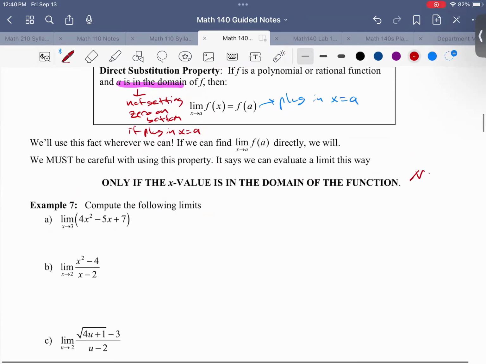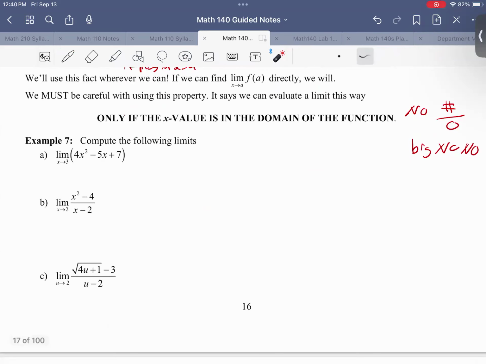So I'll say number over 0 is a big no, no. That means you're doing it wrong. Okay, so let's try out a couple of these problems. The limit as x approaches 3 of 4x squared minus 5x plus 7. Will I get a 0 on the bottom here? No, there's not even a bottom denominator really. So I could just plug in x equals 3. So 4 times 3 squared minus 5 times 3 plus 7.